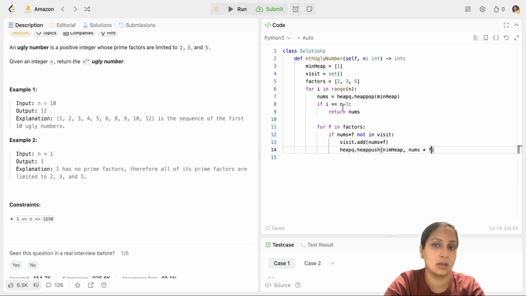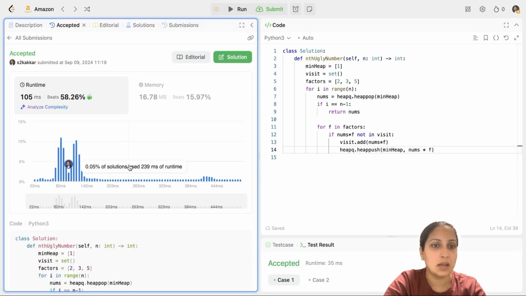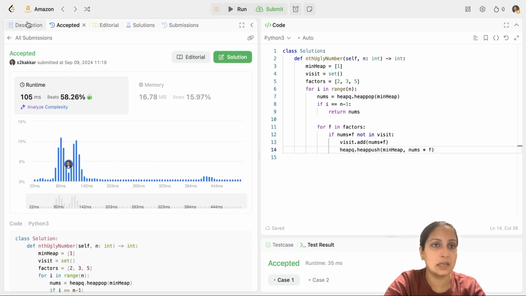If it is, you return that number. If it is not equal to that, then you have to multiply it with the factors 2, 3, 5. That's what I'm doing in this loop. And I'm checking if it is there in the visit set or not. If it is not in the visit set yet, I add it to the visit set and I push it to the heap. So let's run it. It's accepted. Let's submit. So as you can see, our solution is doing really great here.